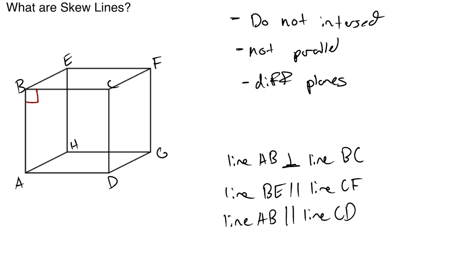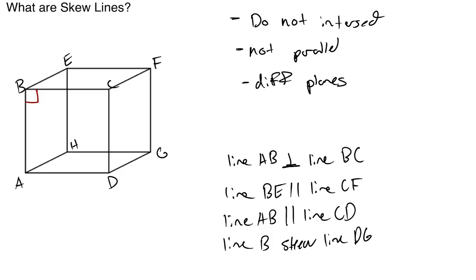And now let's look at some skews. Let's look at line BC and DG. Line BC is right over here, and then DG is right over here. So as we can see, these two lines, they're on different planes and they're never going to intersect. So that means they're skewed to each other. And we can write that down. We can say line BC is skew, we write out skew, to line DG.